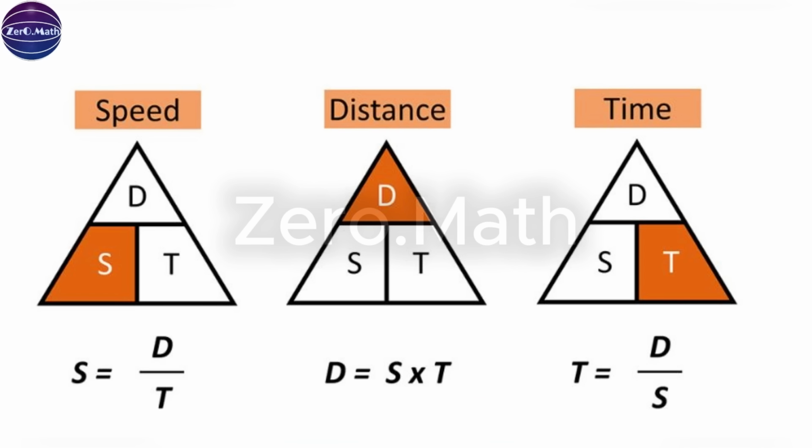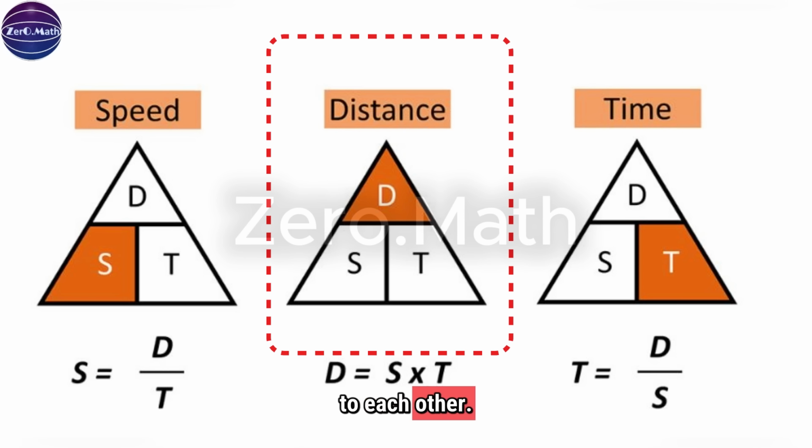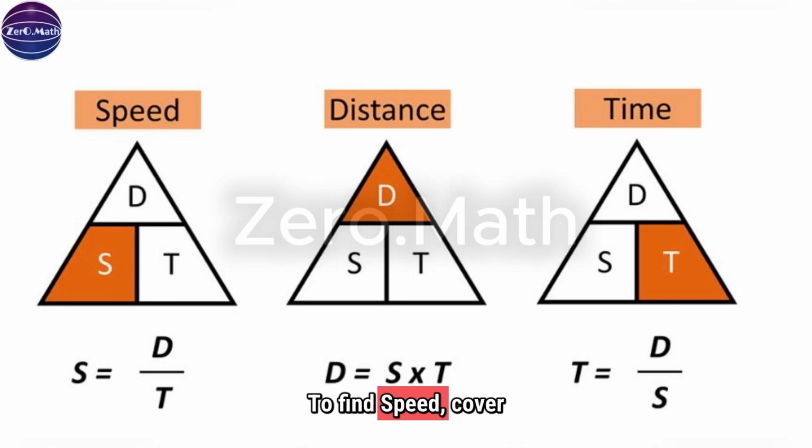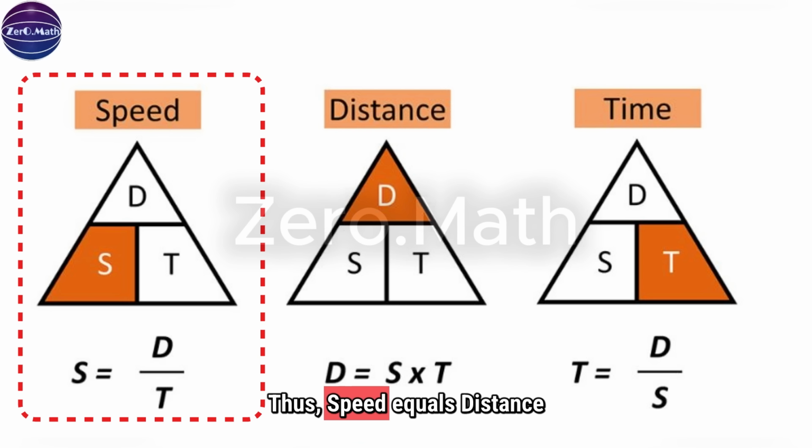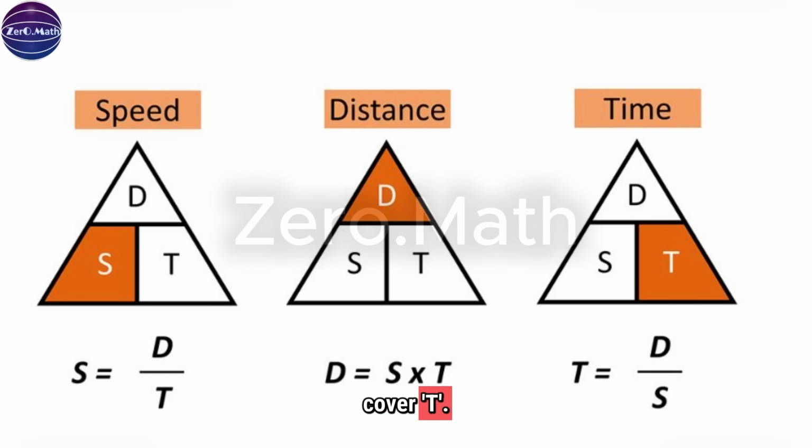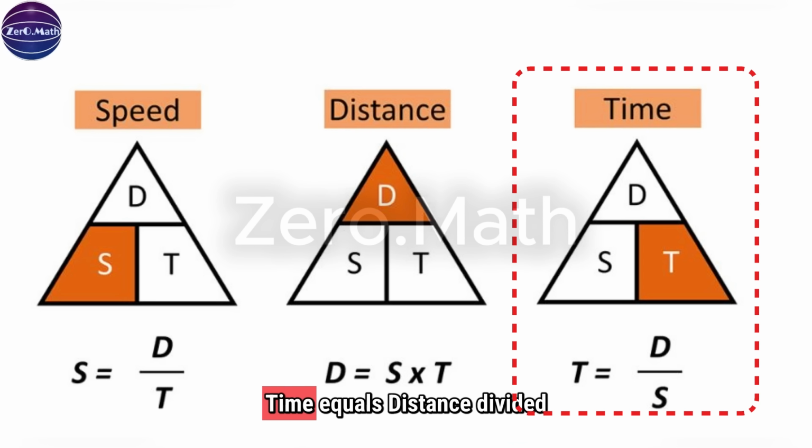Introducing the magic triangle. This simple tool helps you remember all three formulas at once. To find distance, you cover d and see s and t next to each other. So, distance equals speed times time. To find speed, cover s. You're left with d over t. Thus, speed equals distance divided by time. And to find time, cover t. You get d over s. Time equals distance divided by speed.